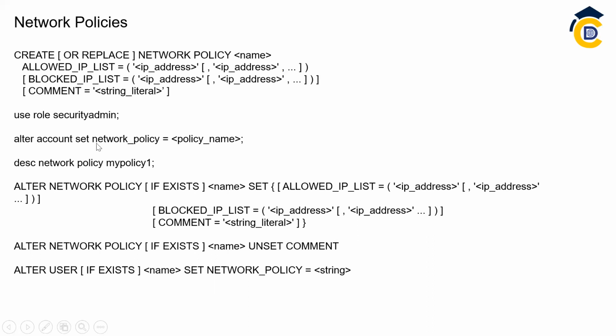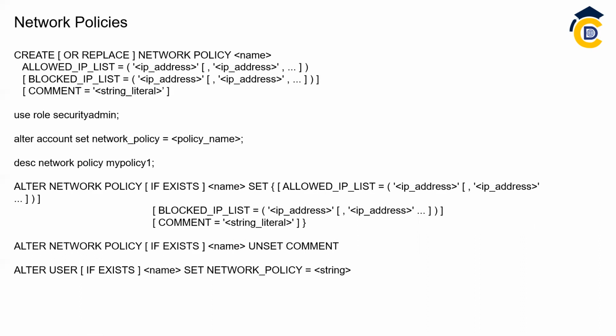Then this is alter account set network policy. We have seen how to describe also, and how to alter in case you want to alter the list of IP addresses which are allowed or blocked for an existing network policy. All you have to do is alter network policy set and change the list of IP addresses. Then we have seen how to unset, that is deactivate basically, and then we have seen how to alter user and set that particular policy at the user level.